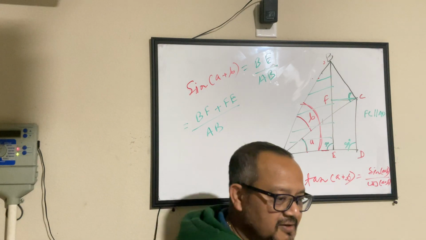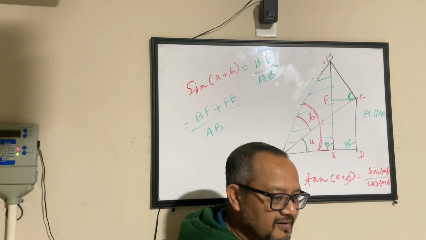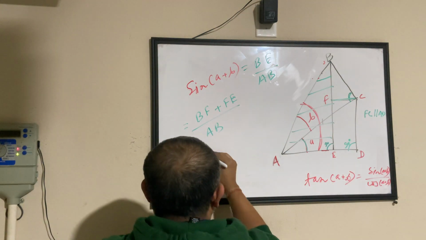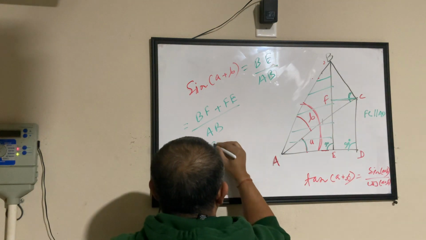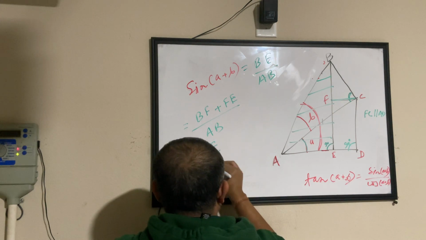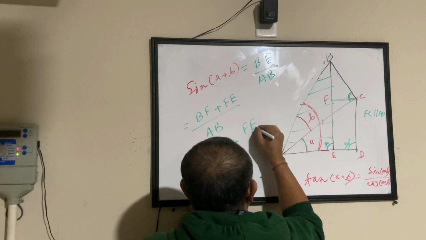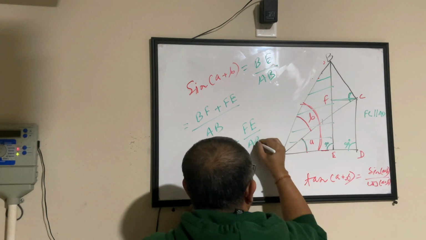Everybody with me? Yes, sir. Now, this means I can split this. This becomes BF divided by AB plus FE divided by AB.